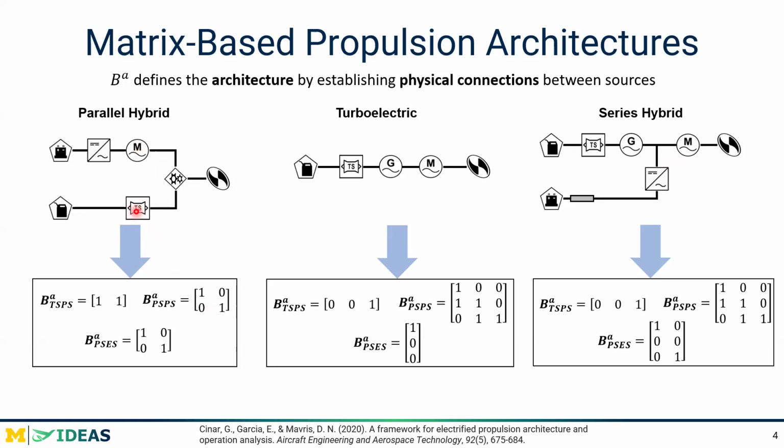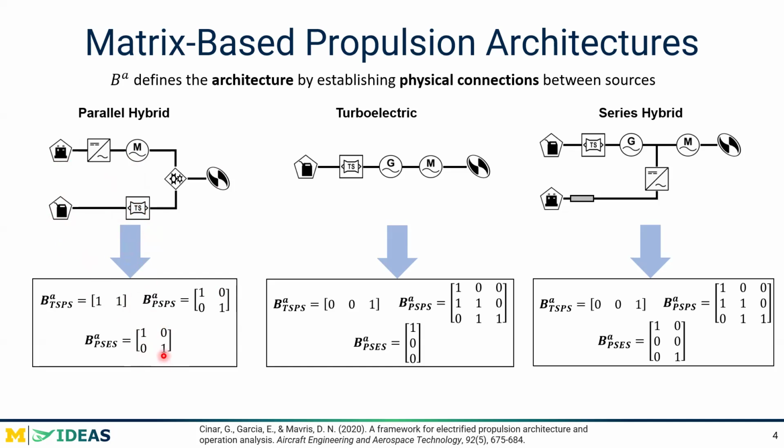Lastly, we'll look at the physical connections between the power sources and energy sources. So the electric motor is only connected to the battery, hence the 1 here in the 1-1 entry. But since the electric motor is not connected to the fuel, we put a 0 in the 1-2 entry. Similarly, the turboshaft engine is not connected to the battery, hence the 0 in the 2-1 entry. But the turboshaft engine is connected to the fuel, giving us a 1 in the 2-2 entry.